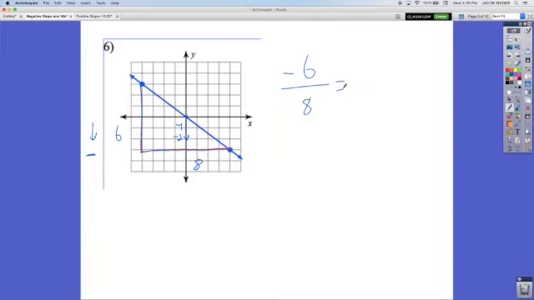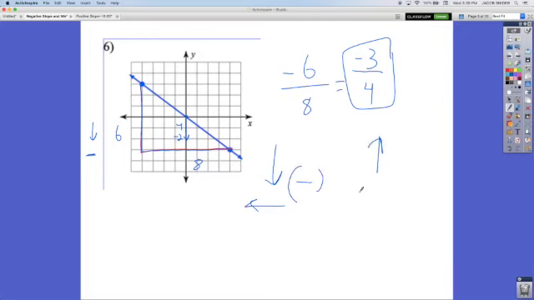Take a 2 out of both, so it's going to be -3 over 4. And there is my slope. Okay? So here's the key, guys. If I go down or to the left, it's negative. If I go up or to the right, it's positive. Copy that for me. If I go down and to the left, it's negative. If I go up and to the right, it's positive.